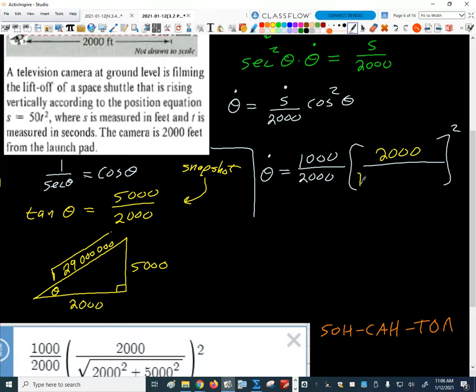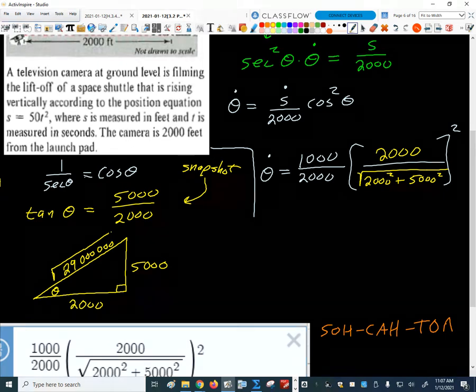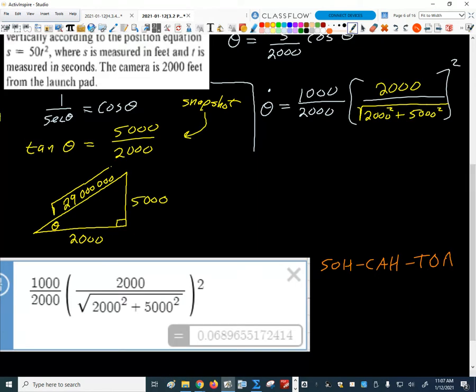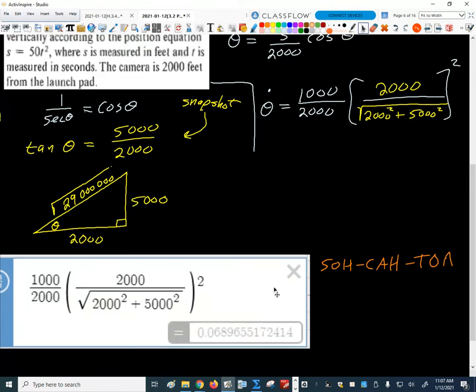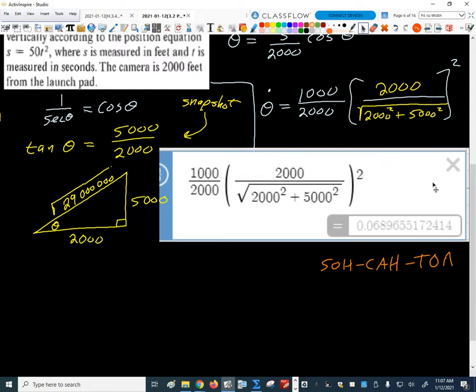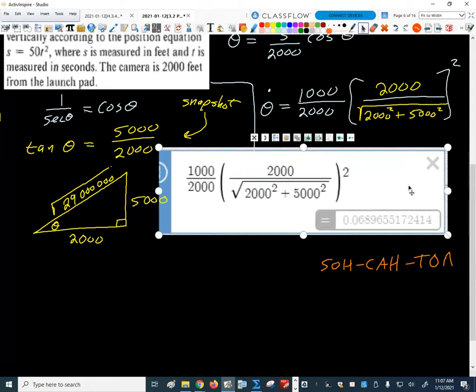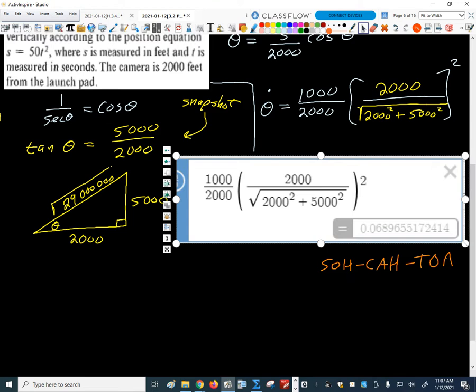And I could even just write that as the square root of 2,000 squared plus 5,000 squared. I can leave it like that if I don't want to process that. I never really had to make that a 29 million. If I plug all this into my graphing calculator, I can get an answer for this. I'm just evaluating that expression, and I get something like 0.0689, blah, blah, blah.